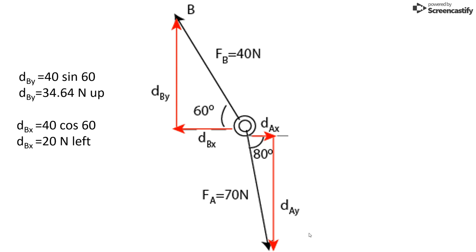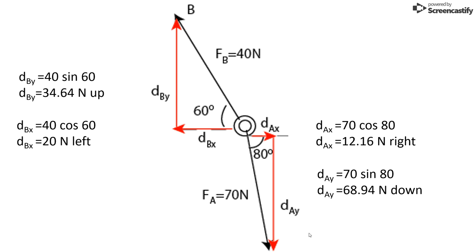And then for Bx, that's the adjacent side, so we're going to use cosine. So that's going to end up being 20 newtons to the left. For Ax, it's the adjacent side, so we use cosine again. And so that ends up being 12.16 newtons to the right. And lastly, we end up with AY, which is 68.94 newtons down.